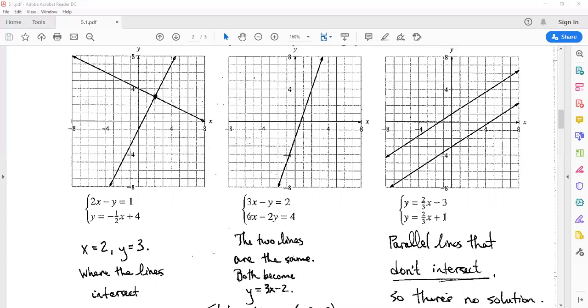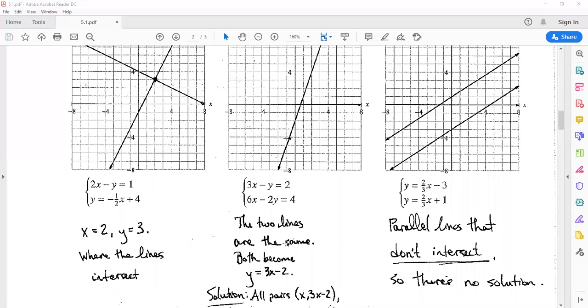And the other line is 6x minus 2y equals 4. Well, what happens if we divide this whole equation by 2? We get the first one back. So this one is no different from the first one. And so if we were to simplify, this would become what? 2y equals 6x minus 4, which then we can divide by 2 and get the same thing. y is 3x minus 2. Okay, so these are the same line.